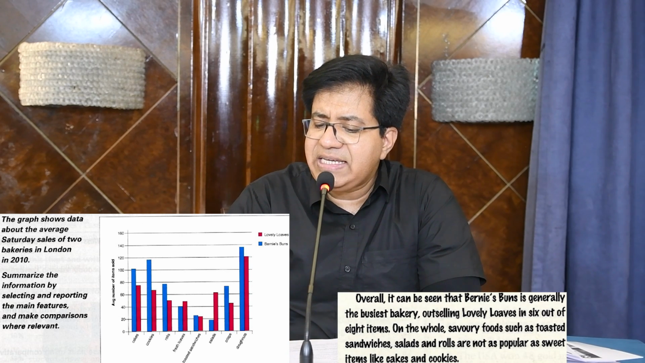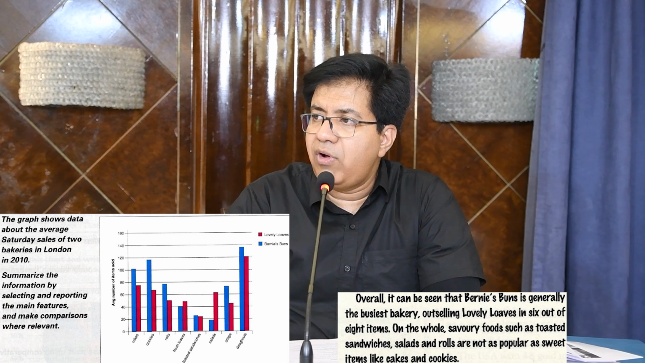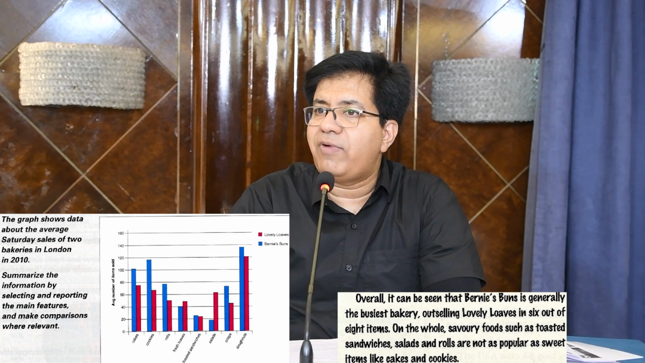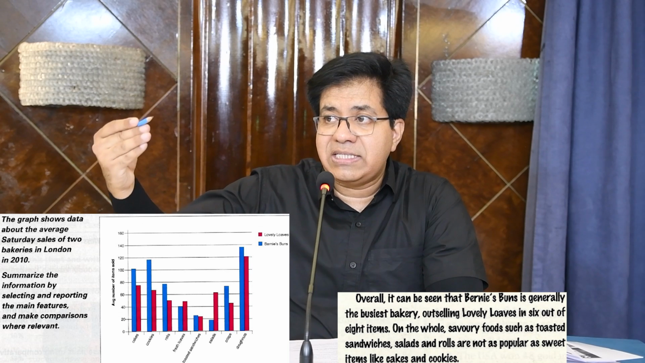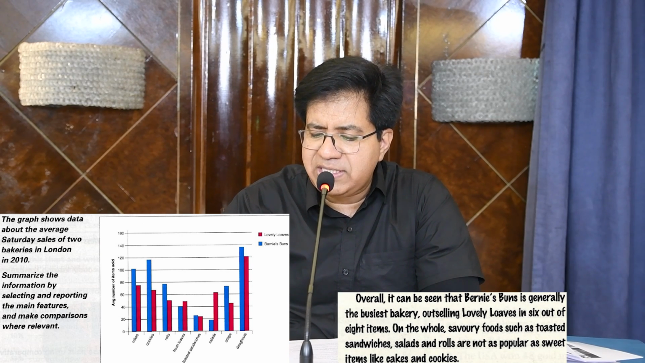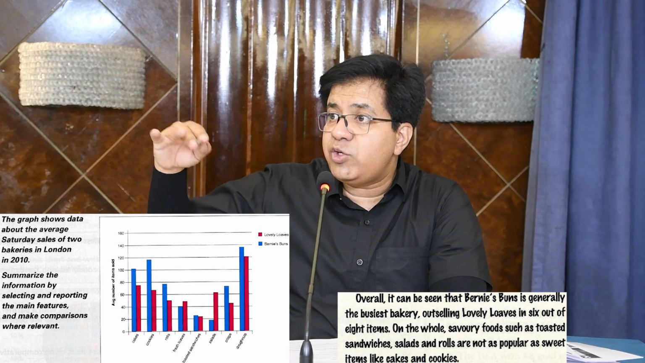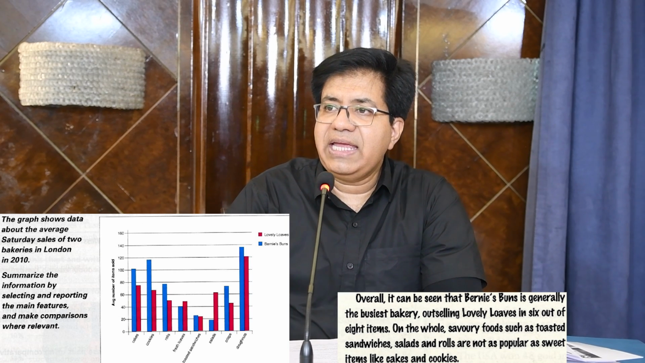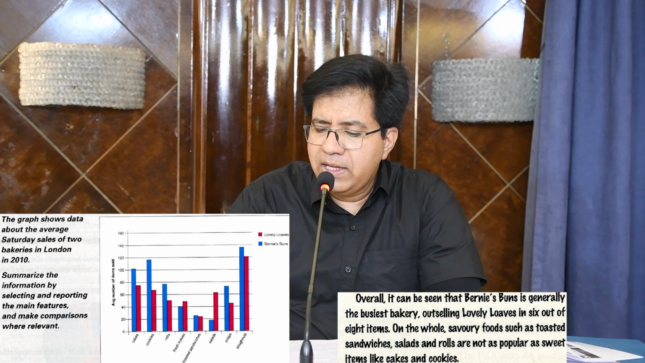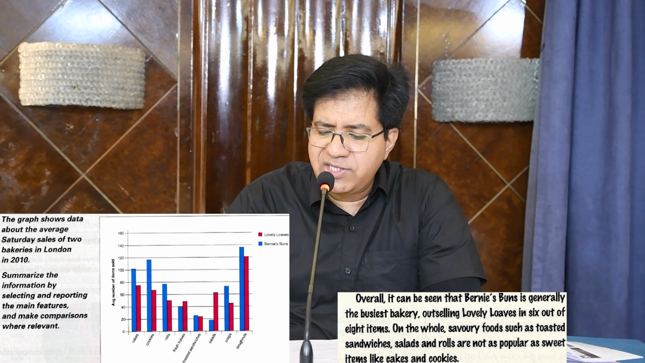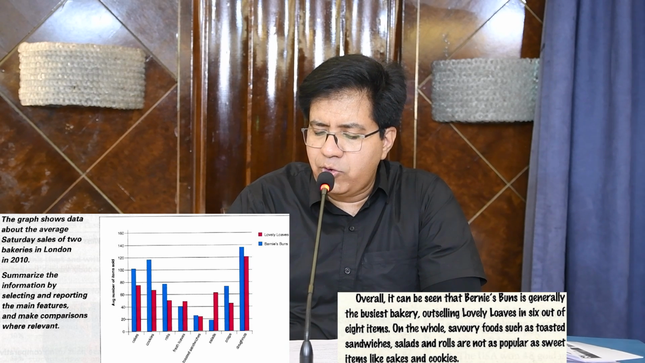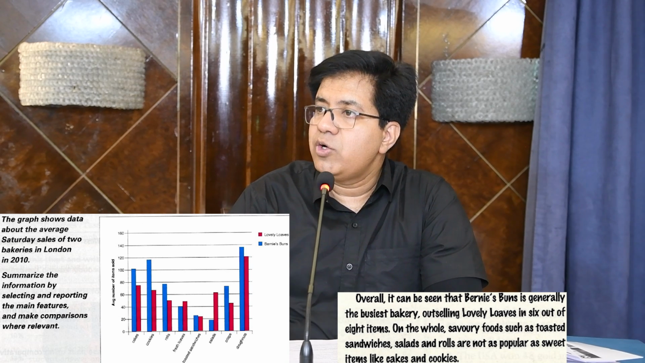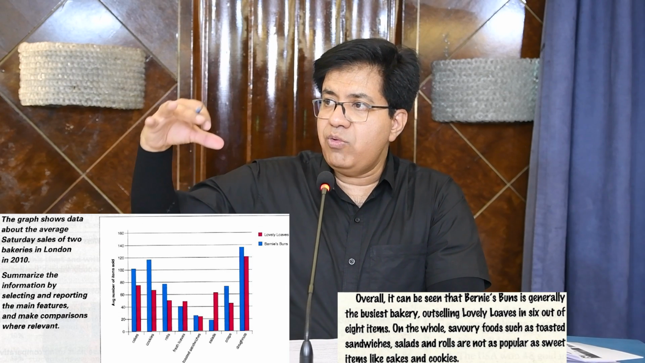Overall, it can be seen that, now you can copy this sentence. Overall, it can be seen that Bernie's Buns is generally the busiest bakery. You know why? Because they are selling more items. So Bernie's Buns is generally the busiest bakery, outselling. Outselling means when you are selling more. Outselling Lovely Loaves in 6 out of 8 items. On the whole, savory foods such as toasted sandwiches, salads and rolls are not as popular as sweet items like cakes and cookies. So it's just the overview of the whole thing.